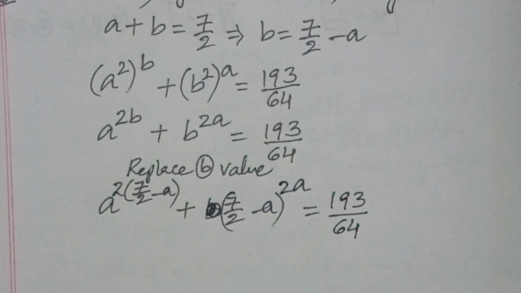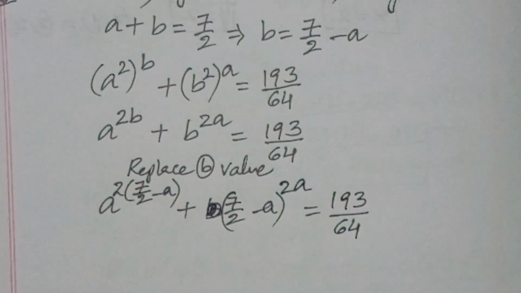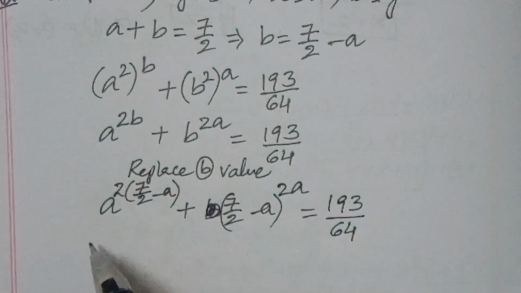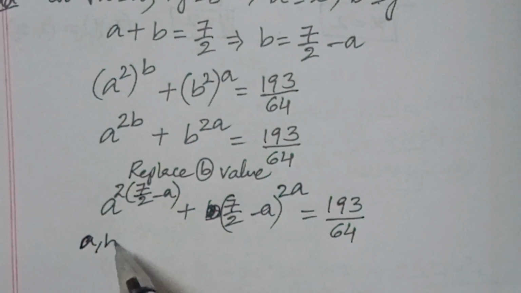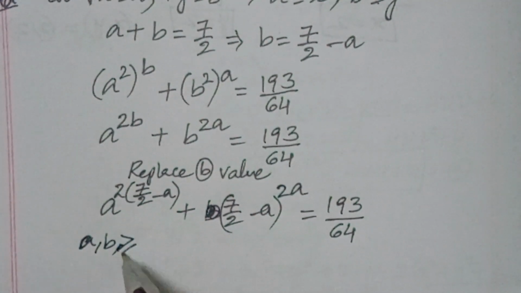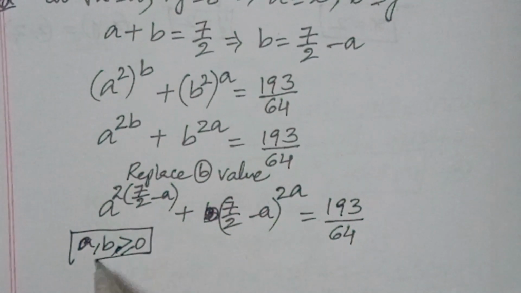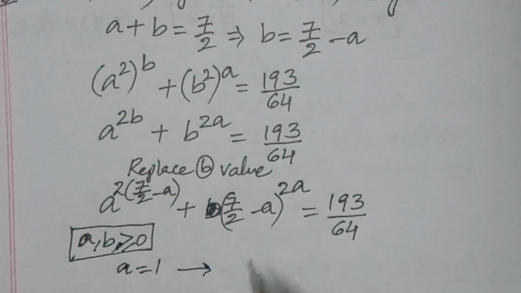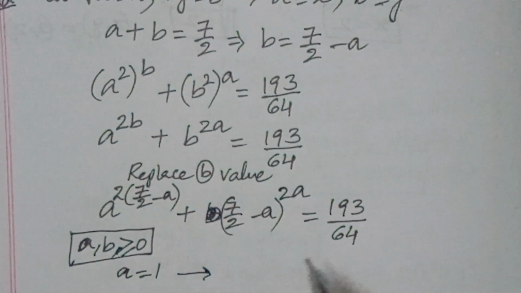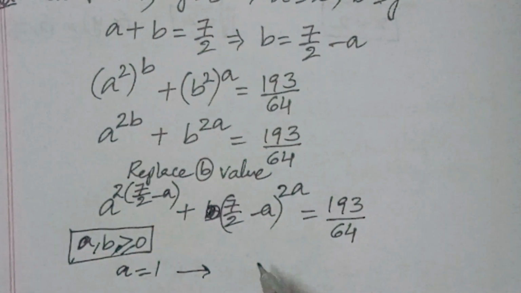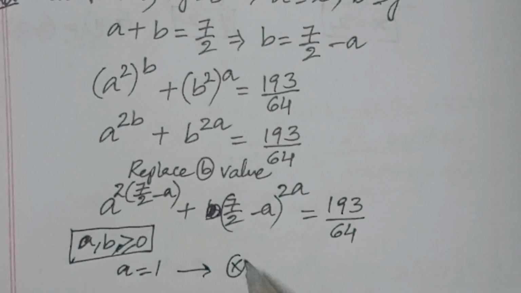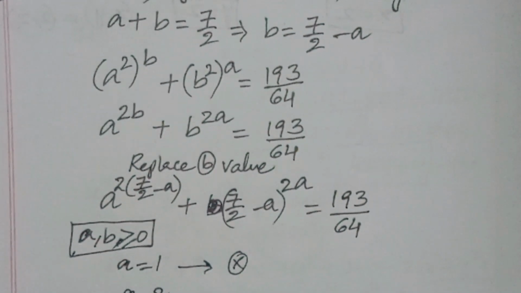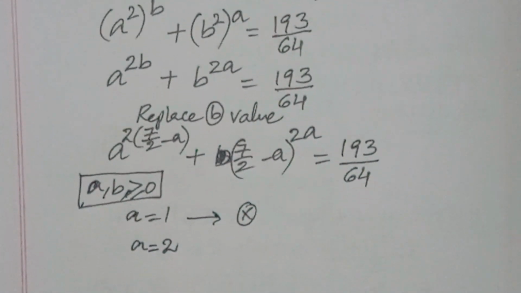Now how to solve this? So x and y are positive numbers, so the values of a and b are greater than or equal to 0. If you take a value 1, you can say by the equation you won't get the value. So a equal to 1 won't satisfy. If you take a equal to 2, what will happen?